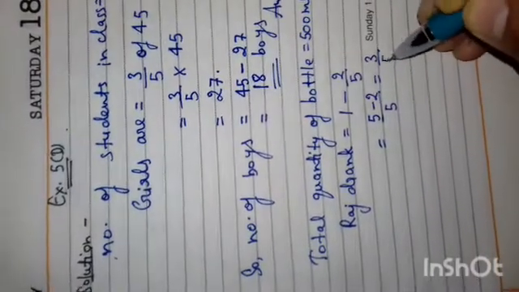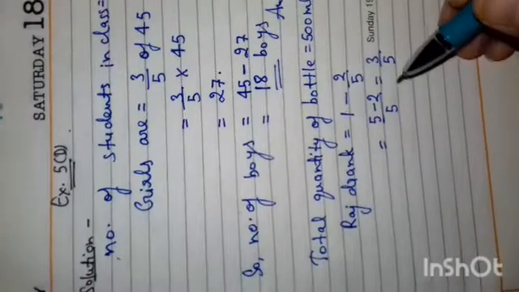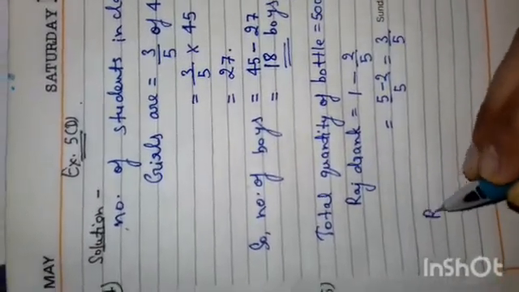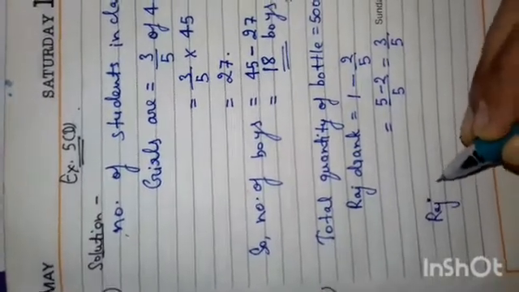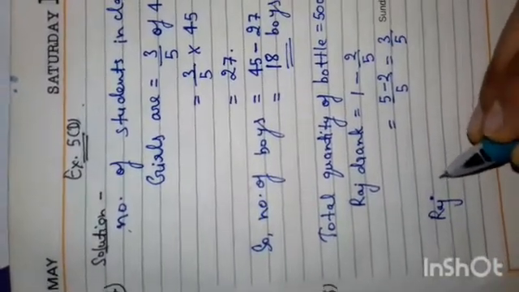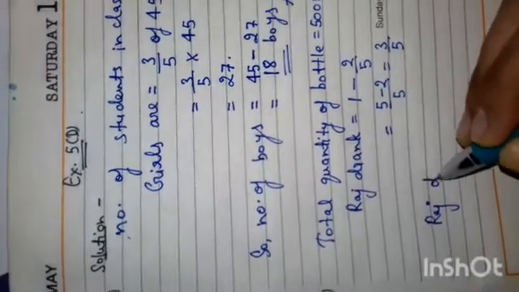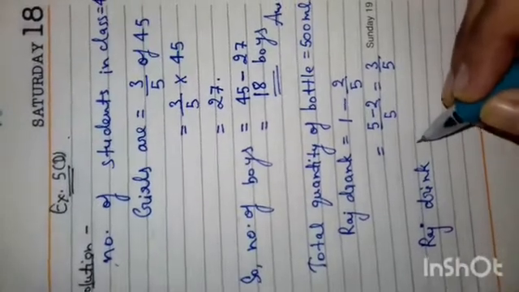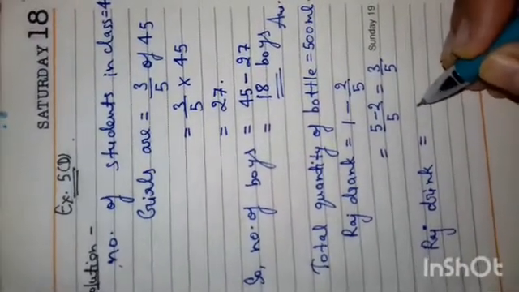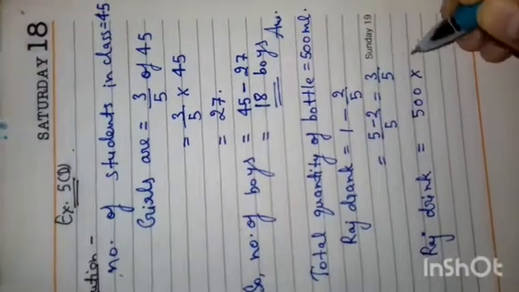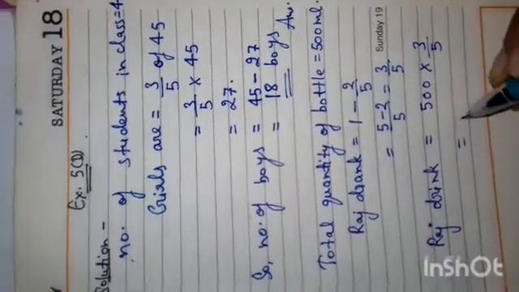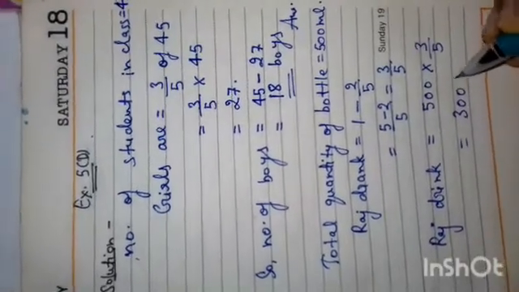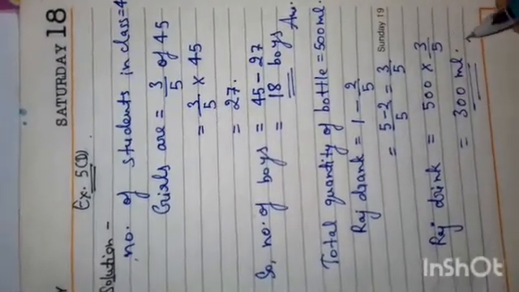3 by 5th part Raj already drank, so Raj drank Pepsi is equal to 500 into 3 by 5. 5 1 ja 500 into 3, 300 milliliter Raj already drank.